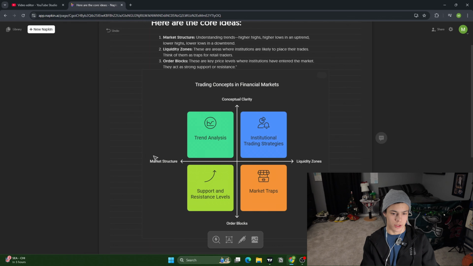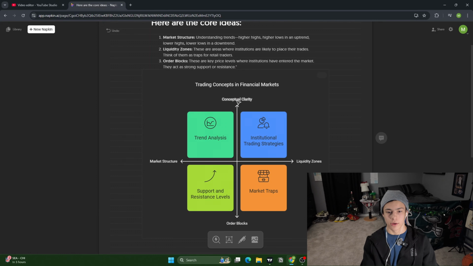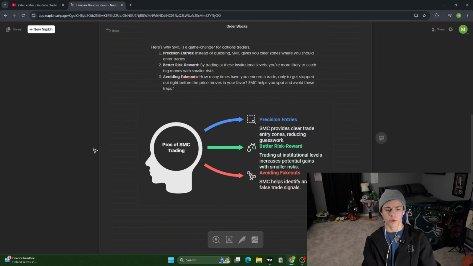Understanding concepts of market structure, that's going to be your trend analysis, which is very important. You always want to trade with the trend unless you're looking at a liquidity sweep. And understanding concepts in liquidity zones is going to be understanding institutional trading strategies and trying to trade alongside them. So now that you know these concepts, let's go to the chart so you can understand how to use them.